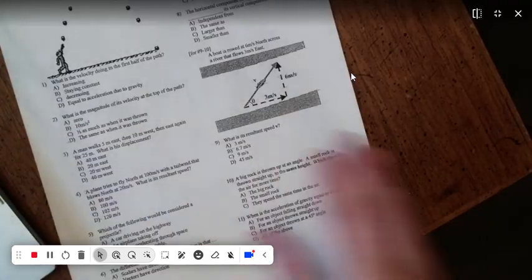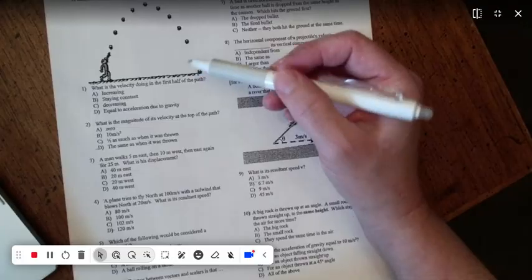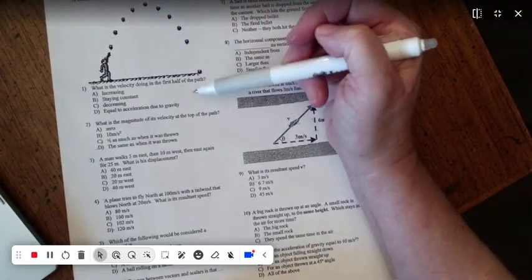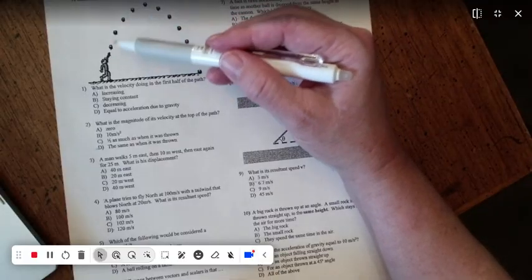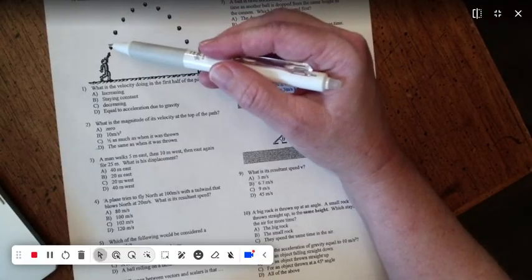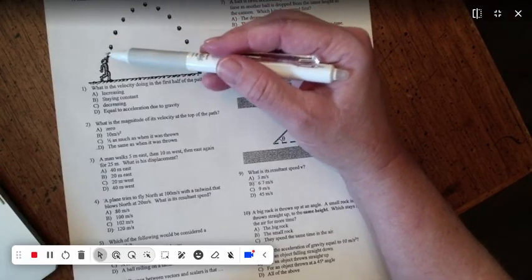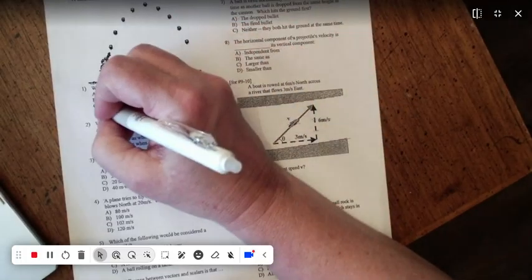All right, moving on to projectiles. This is just a quick review sheet on 2D motion, so we'll go through these really quick. Somebody's throwing a baseball up. This is like a projectile launched at an angle. So what's the velocity doing in the first half? The velocity value is actually decreasing because every second it's slowing down by 9.8 meters per second.